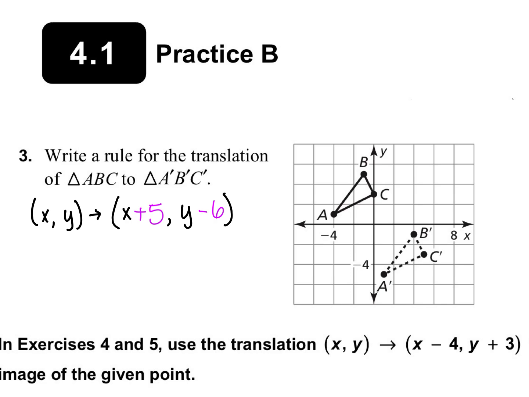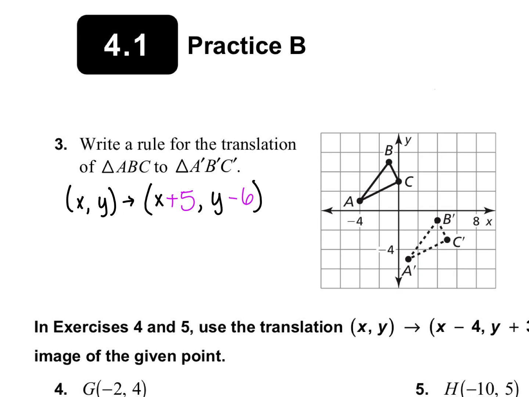So that is how your rules should be written. You should have your x and your y's, and then your x plus 5. Please do not just put plus 5. You have to have x plus 5 and y minus 6. Don't just put the plus or the minus by itself.